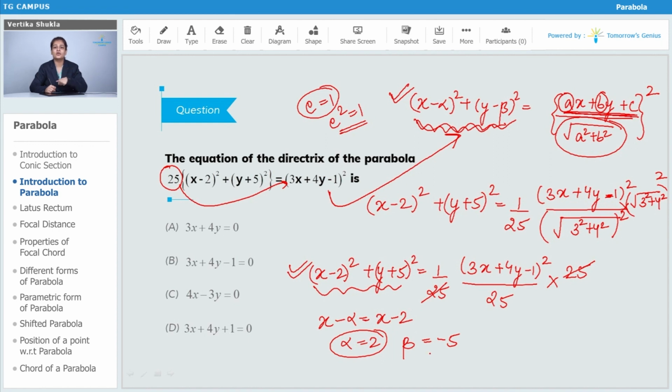And what about the equation of the directrix? The equation of the directrix is basically the numerator part of the right hand side. So what is the numerator part of the right hand side? It is 3x plus 4y minus 1. So option number B will be correct. This will be the equation of the directrix of the parabola: 3x plus 4y minus 1 is equal to 0.